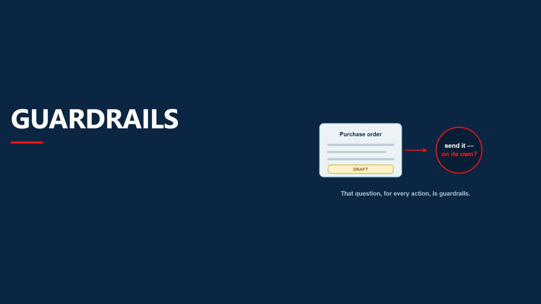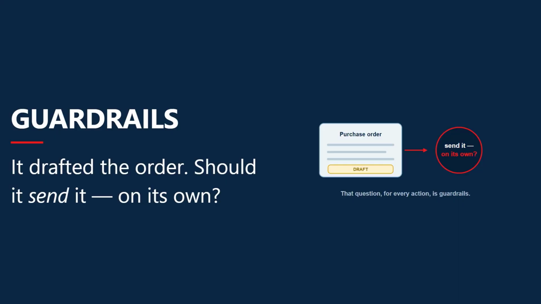The agent just drafted a purchase order. One question decides everything now. Should it be allowed to send it on its own? How you answer that, action by action, is what guardrails are. Two of them do most of the work.